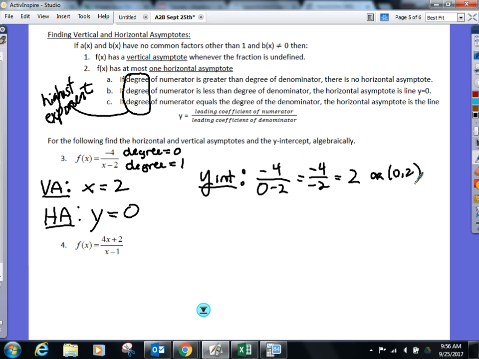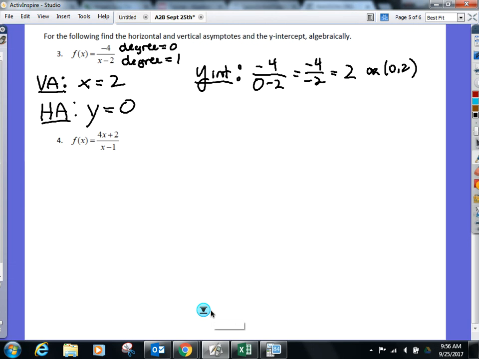Questions? Okay, I'm going to go around to the groups now, and anybody in the group can answer. Let's take this first one. I always like to do vertical asymptote first because it's the easier of the two. What makes this fraction undefined? It's going to be x equals 1. Challenge question: if you already know the vertical asymptote is at x equals 1, what's my domain?